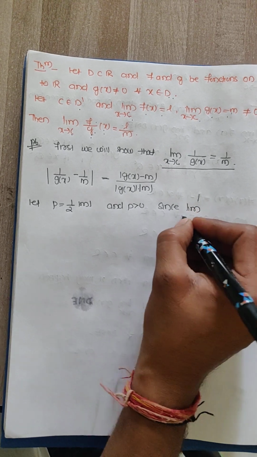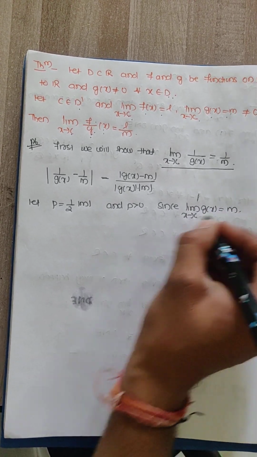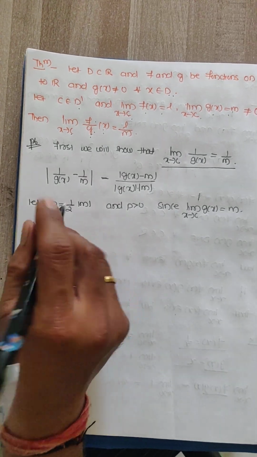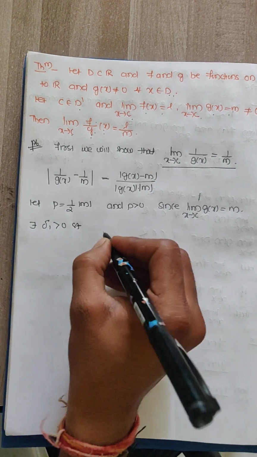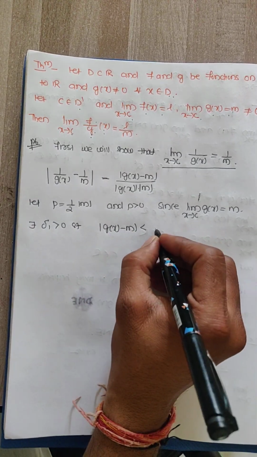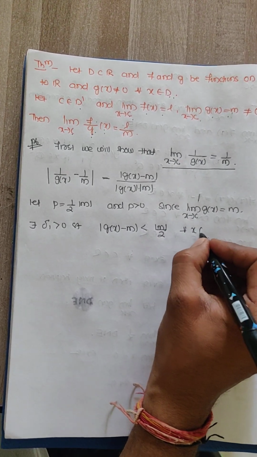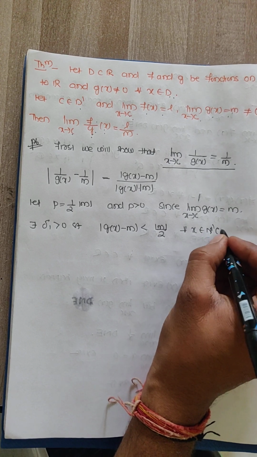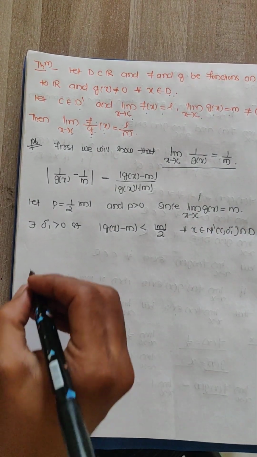Since limit x tends to c, g of x is equal to m, so there exists, like epsilon, a positive delta 1 such that mod of g x minus m is less than epsilon. Epsilon is nothing but mod m by 2, for all x belongs to the deleted neighborhood of c of radius delta 1 intersection with D.